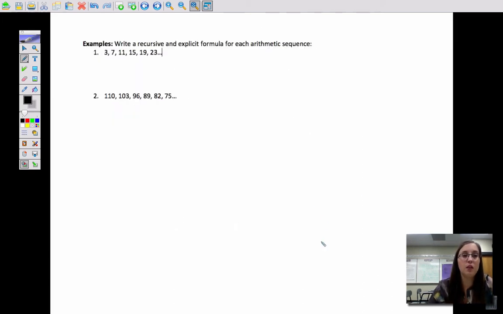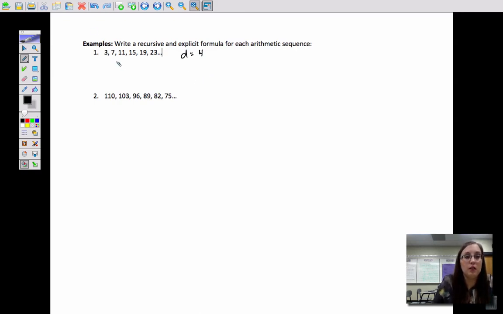Okay. So we've got these two examples. So a sub 1, a sub 2, and so on and so forth. Okay, every term is defined by the one before it. And so what I'm looking for is a common difference. And I can see that pretty easily between each of these terms there's 4 being added. So our common difference is 4. Okay.